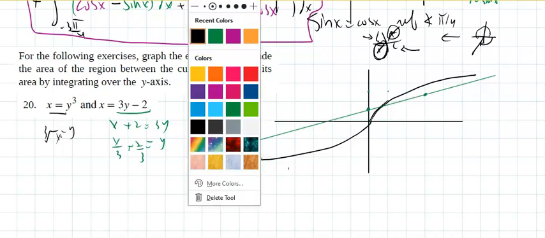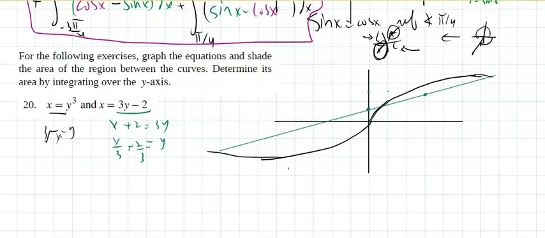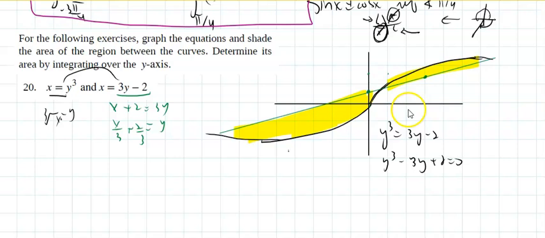Now, okay, well, we've got to see, are they talking about this? Now, how many times do these intersect? Well, that's simple. You set those equal to each other. You set y cubed equals 3y minus 2, so y cubed minus 3y plus 2 equals 0. That doesn't factor with the traditional method.